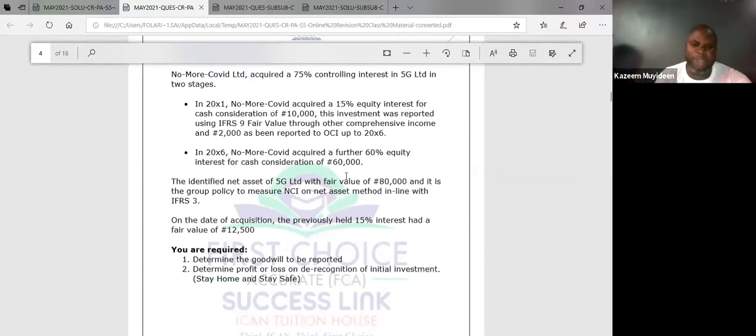For cash consideration of 60,000, when the identifiable net asset was 80, the net asset on the day he has control. And it is the group policy to measure NCI in line with IFRS 3. On the date of acquisition, the previous 15% interest had a fair value of 12.5. How much was it before? 10,000, plus previous investment of 12.5.